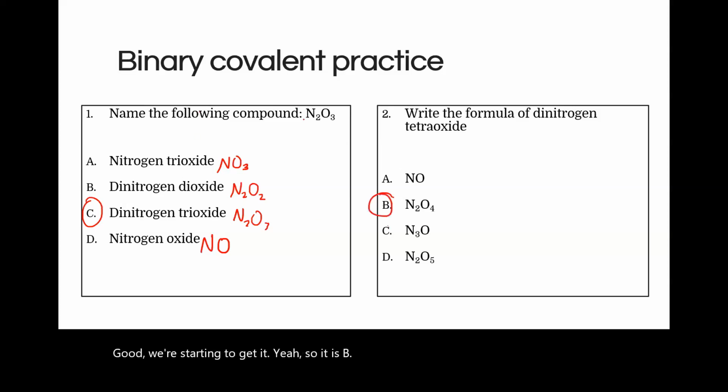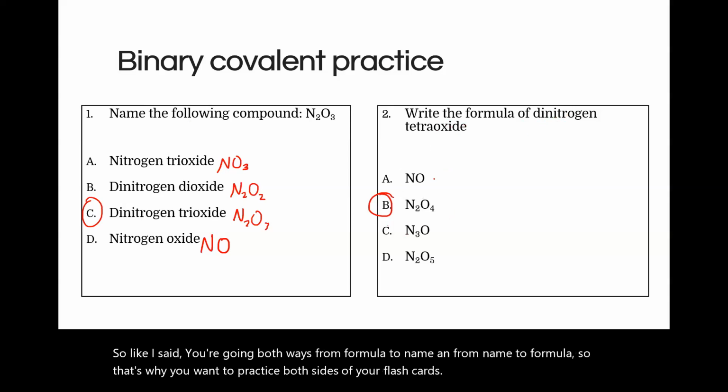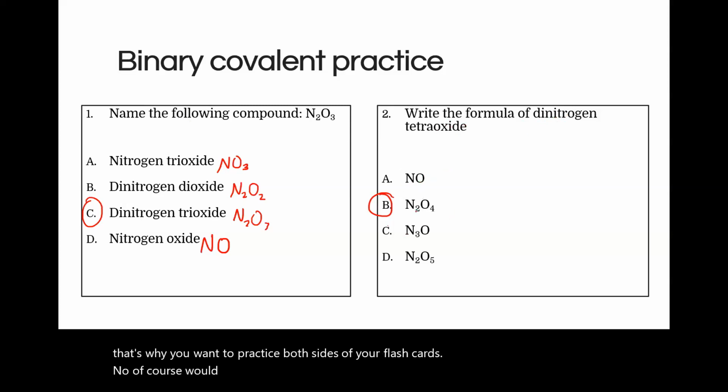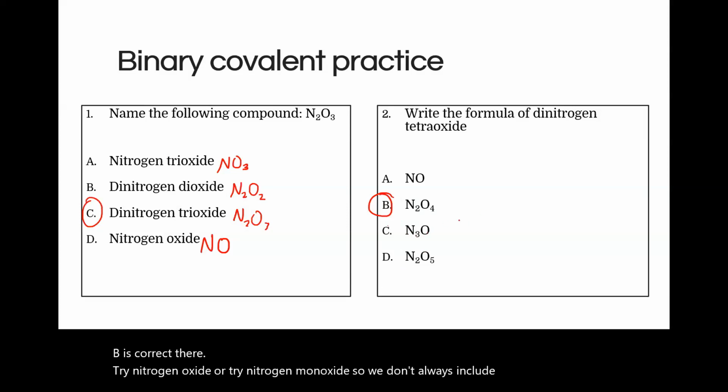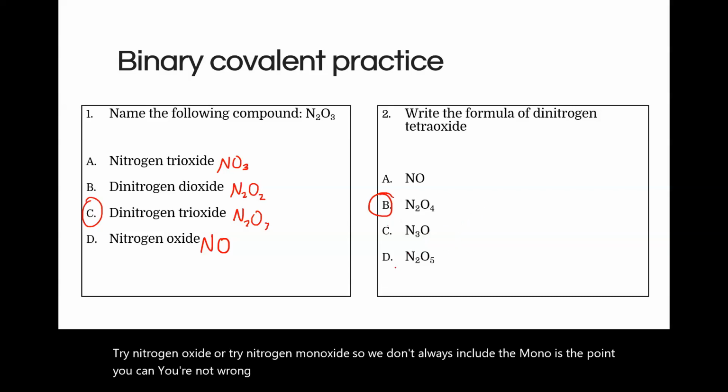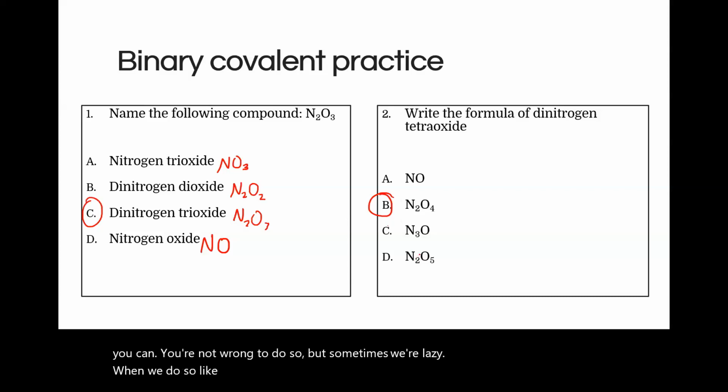So like I said, you're going to go both ways, from formula to name and from name to formula. So that's why you want to practice both sides of your flashcards. NO, of course, would be nitrogen oxide or nitrogen monoxide, or any combination of those two. B is correct there. Tri-nitrogen oxide or tri-nitrogen monoxide. So we don't always include the mono, is the point. You can. You're not wrong to do so, but sometimes we're lazy. When it matters, we do. So CO and CO2 are so markedly different that we do usually say monoxide for that.